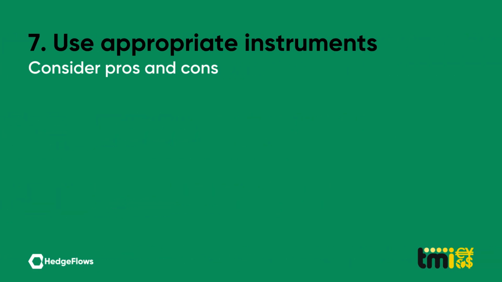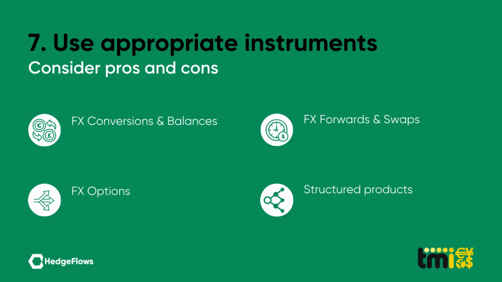Step 7. Select appropriate financial instruments to use. Different instruments offer varying levels of effectiveness, complexity, and cost. Let's explore the 4 main categories. 1. FX conversions and balances. This is the most primitive way of dealing with FX needs. It involves converting and maintaining cash balances in foreign currencies.